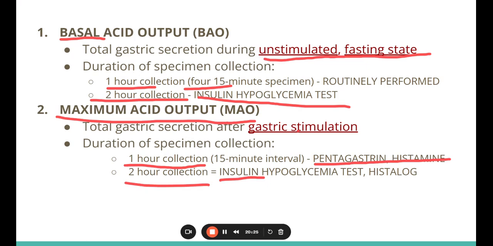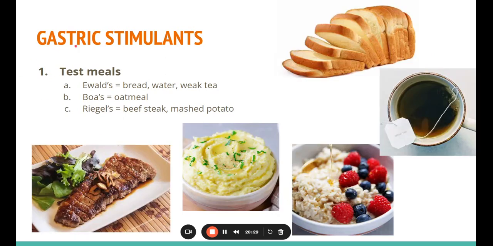So there are three methods for a stomach to produce gastrin. So we have here the gastric stimulants. First are the test meals. So in this method, you just have to eat. Okay, examples of test meals are the Ewald's, Boas, and Riegel's. So in Ewald's, the patient will eat bread, water, or weak tea. While in Boas, the patient will eat oatmeal. And in Riegel's, the patient can eat beef steak or mashed potato.